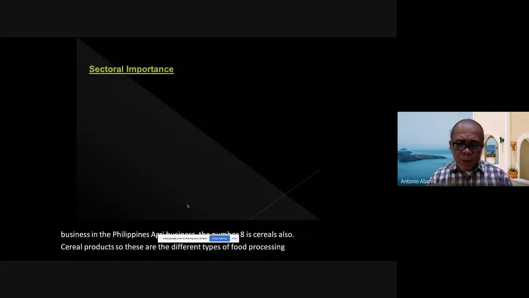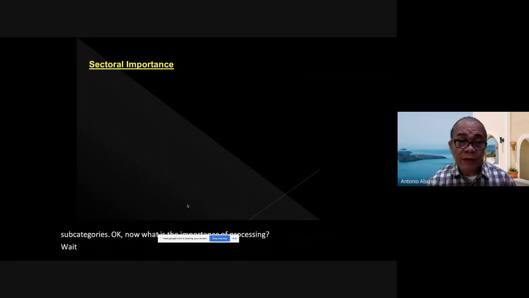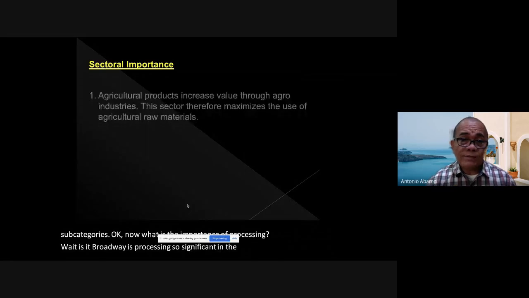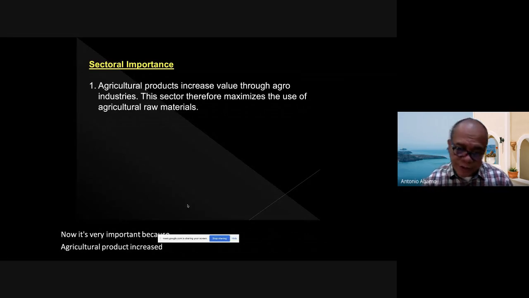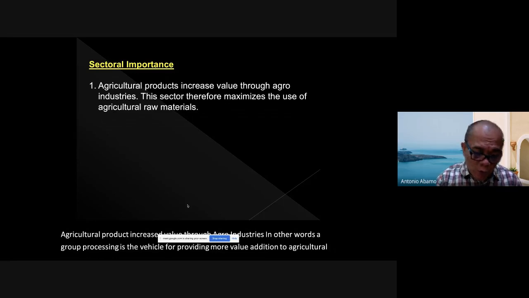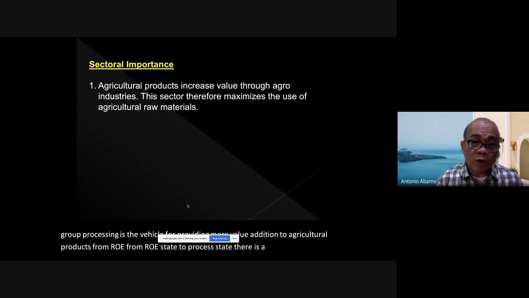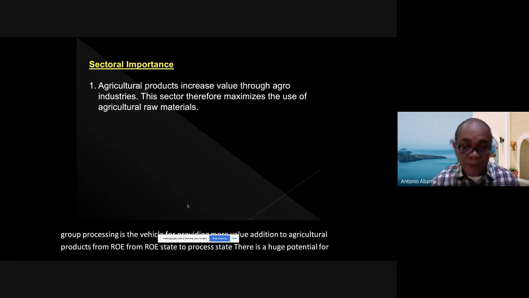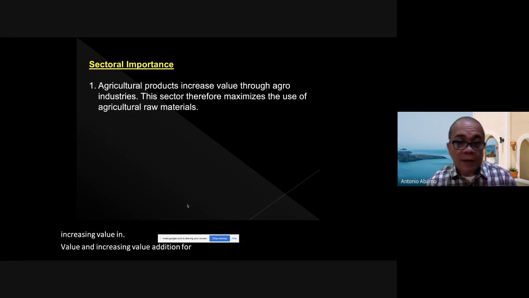Okay. Now, what is the importance of processing? Why is processing so significant in the agribusiness system? Now, it's very important because agricultural products increase value through agro-industries. In other words, agro-processing is the vehicle for providing more value addition to agricultural products. From raw state to processed state, there is a huge potential for increasing value addition for any particular agricultural product.